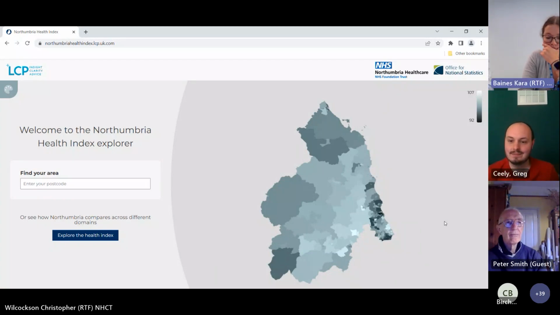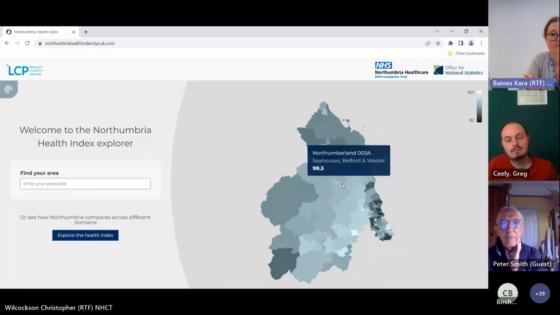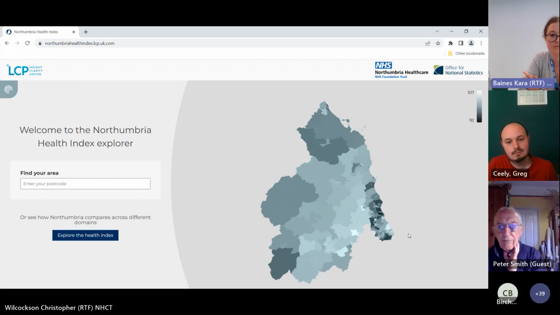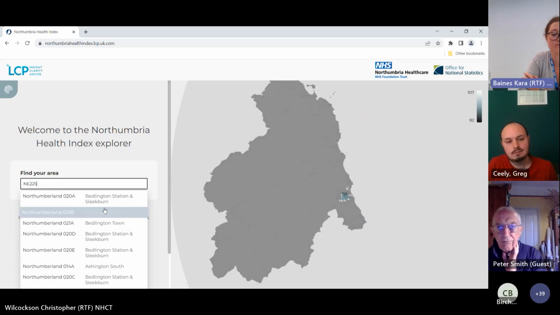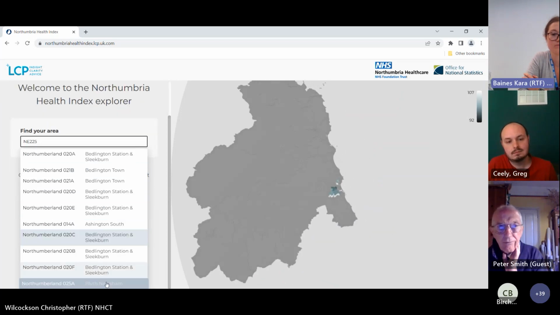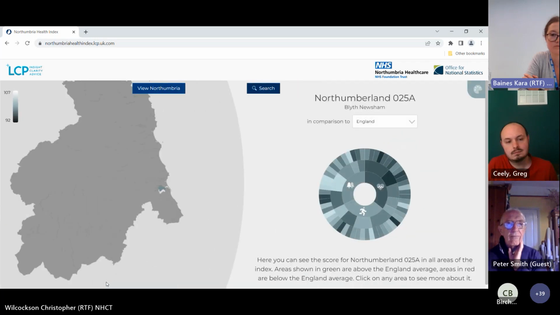Fantastic, thanks, Greg. So this is the interactive visualisation that's being produced for the local health index. It's being produced by a private consultancy company called Lane Clark and Peacock, who have done the visualisation for the National Health Index in the past as well. You can see here we've got our map of Northumberland and North Tyneside. We can either enter a postcode or navigate straight to an area. So if we wanted to navigate to one area, for example, let's take a look at this area of Blyth once we've put in part of the postcode. You can see there you've got the map, and it isolates that LSOA.